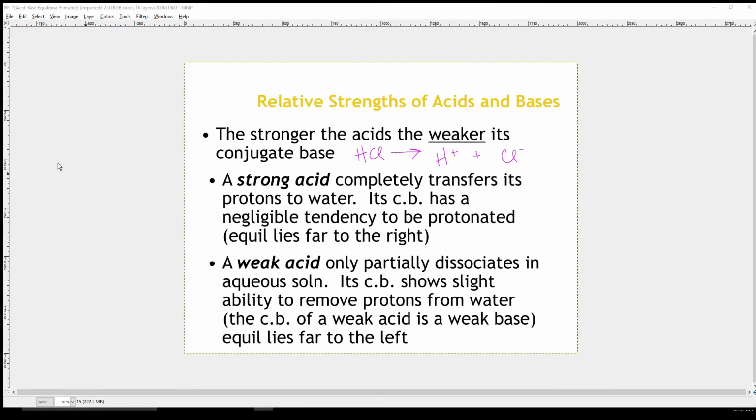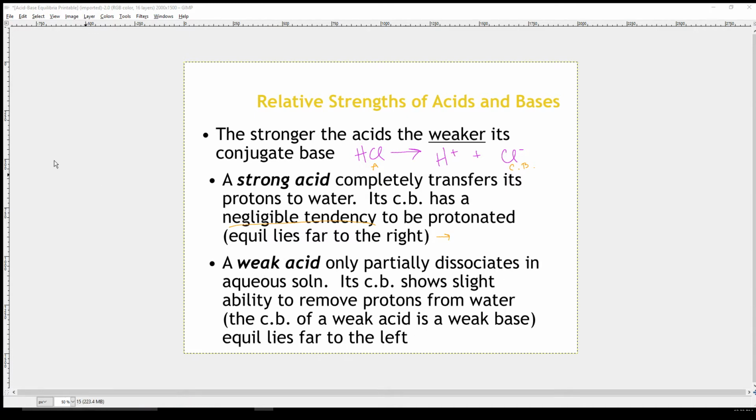And if you link up the conjugates, here we have our acid, and chloride would be our conjugate base. This chloride does not want to go back and become an acid. It has a negligible tendency to be protonated. It does not want to gain a proton, and so it basically isn't a base anymore. This equilibrium will lie really far to the right.